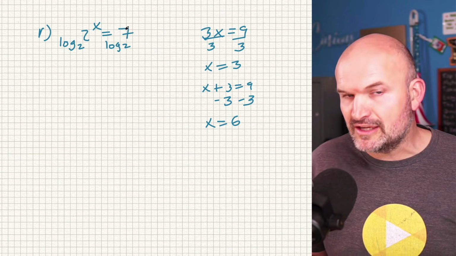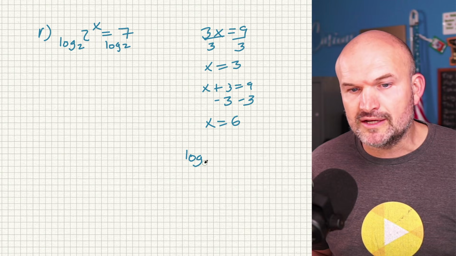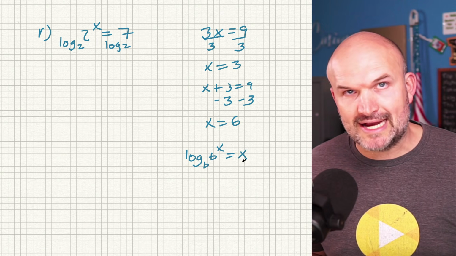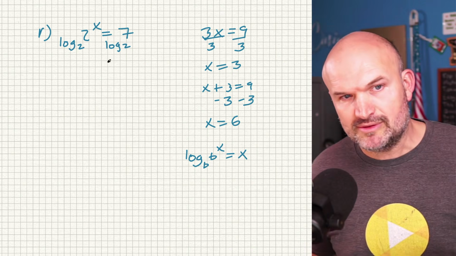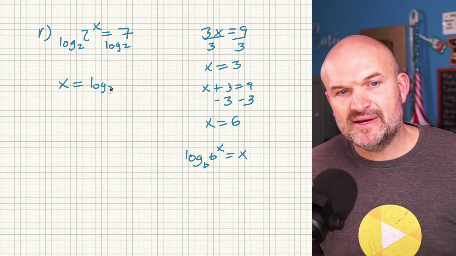Now, a lot of times this can get confusing with students, right? But if you remember our rules of logarithms, if I had log base b of b raised to the x, that is just going to equal x, okay? So we need to remember those rules of logarithms. So on this left-hand side, I'm left with an x is equal to log base 2 of 7.